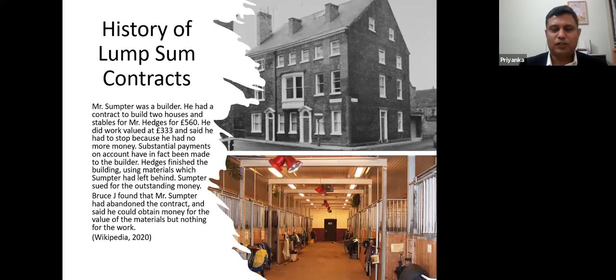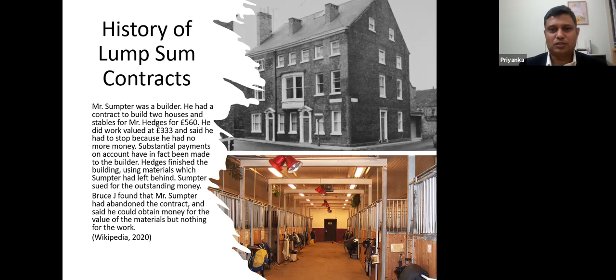Now, Sumter did not finish the work, which is worth 560 pounds as per the contract, and he was asking for the balance money from Hedges. Then the judge found that Mr. Sumter hadn't abandoned the contract. That is the second term which comes to mind. First we talked about on account payment, and then about abandoning the contract. Some say suspension. Abandoning the contract is a more complex situation than suspension. Suspension means that you temporarily stop the work. Abandon means that you leave the work. The judge said he could obtain money for the value of the materials, but nothing for the work.